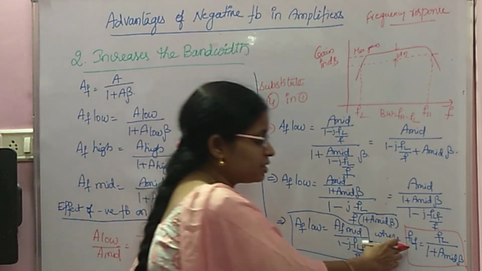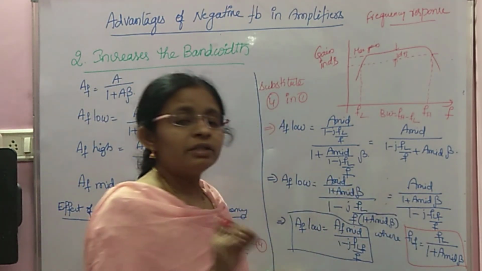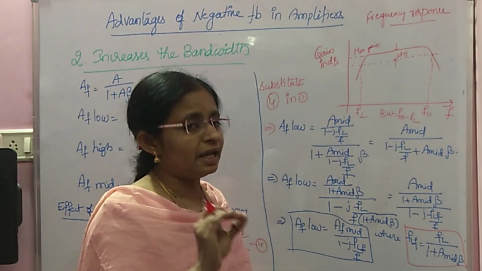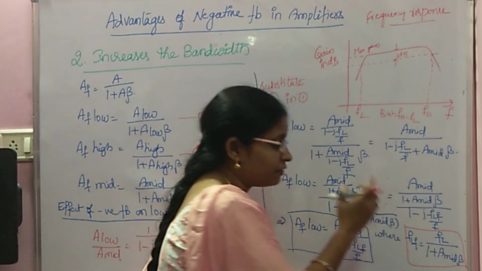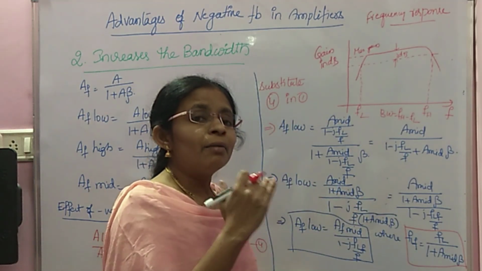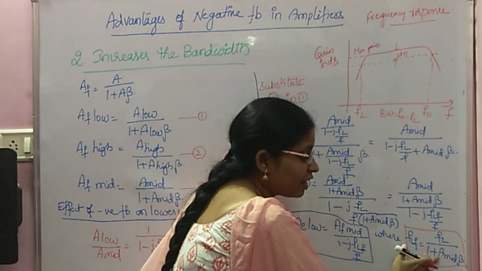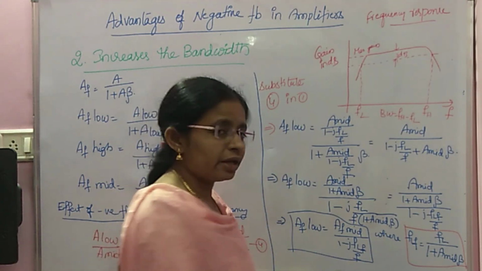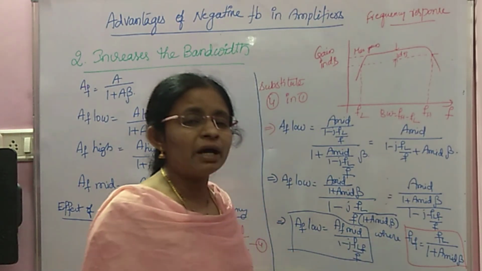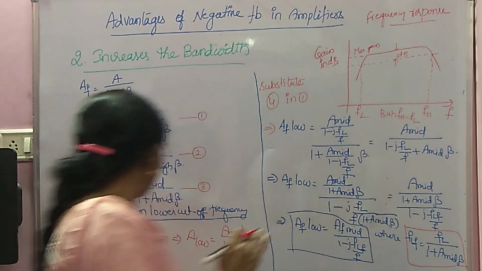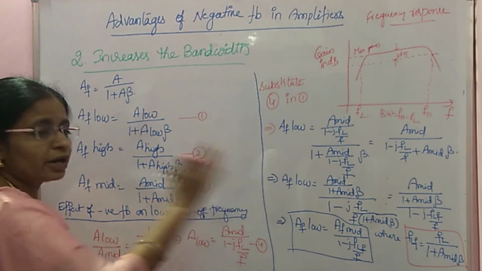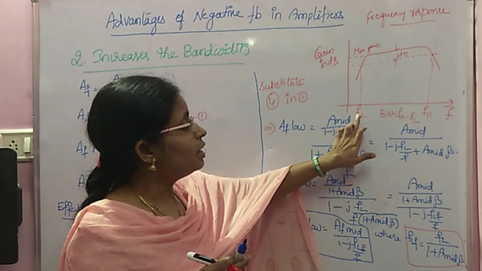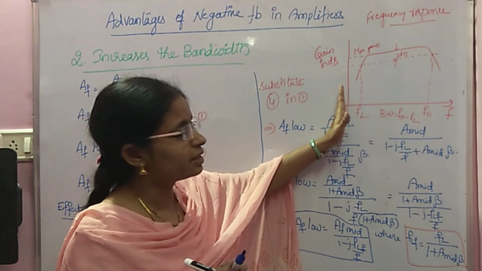So what happened to the frequency? I already told you, FL is the lower cutoff frequency in the absence of negative feedback. FLF is the lower cutoff frequency when you apply negative feedback. So FLF is equal to FL by 1 plus A mid beta means the lower cutoff frequency is decreasing by 1 plus A mid beta times when you apply negative feedback to your amplifier circuit. Remember this point. So, this is the effect of negative feedback on lower cutoff frequency. The lower cutoff frequency is decreasing, means if it is FL, then your FLF goes like this, nearer to 0.